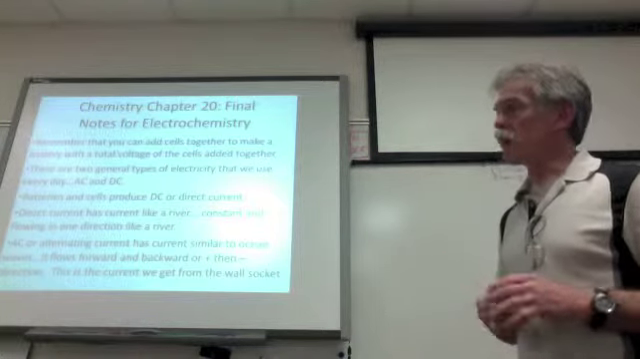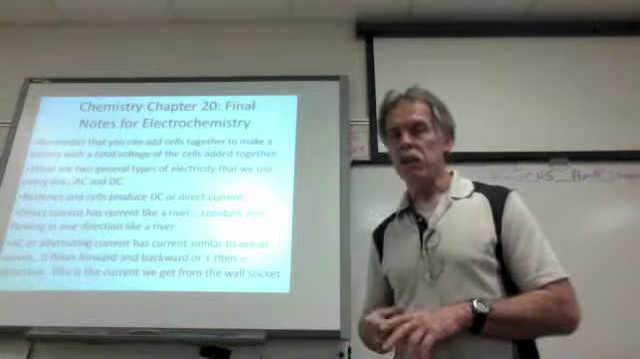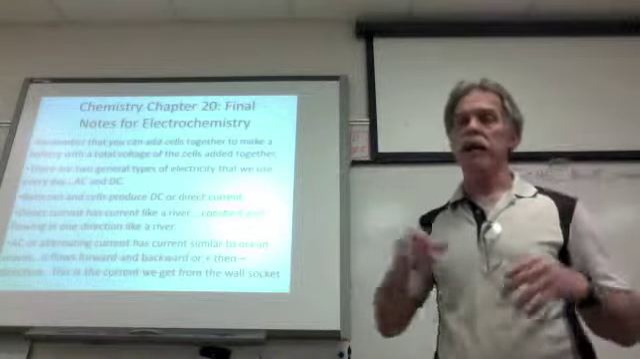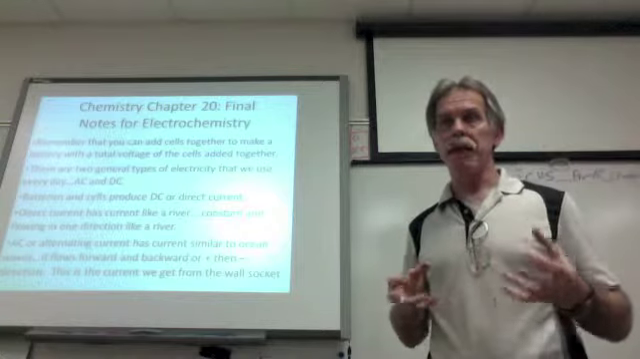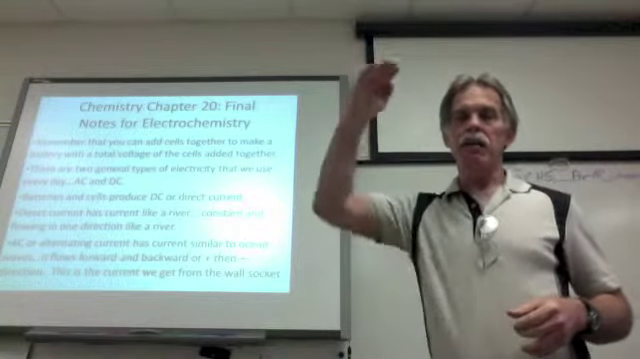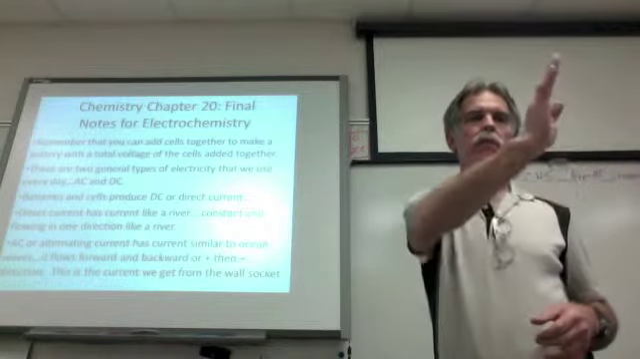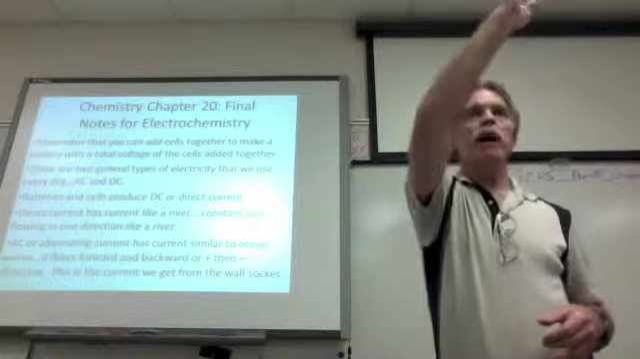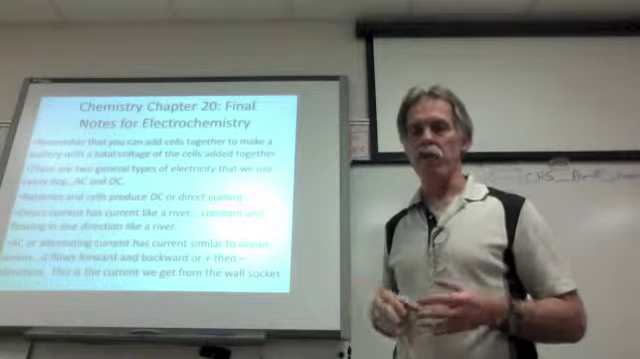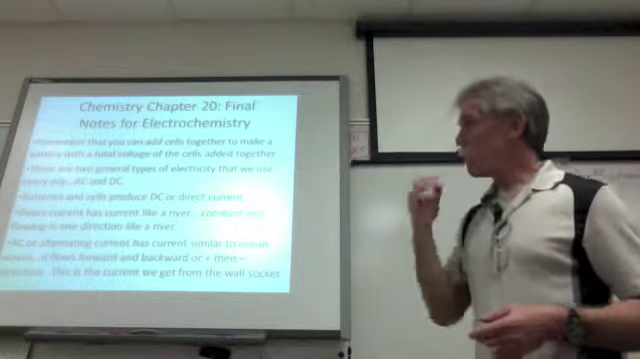So, two general types of electricity that we use day in, day out are AC and DC. The current in our house, our plugs, our lights, current here in the classroom, that's AC current. AC means alternating current. It goes from a positive voltage to zero to a negative to a zero to a positive. It's kind of like a sine wave if you graph the voltage versus time.